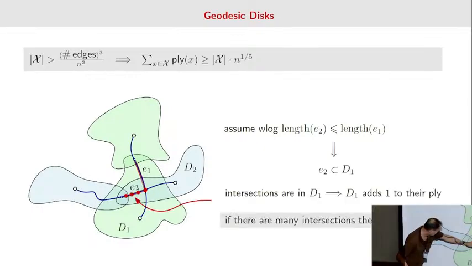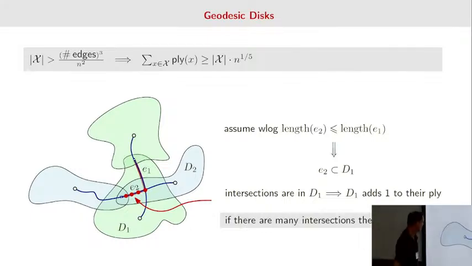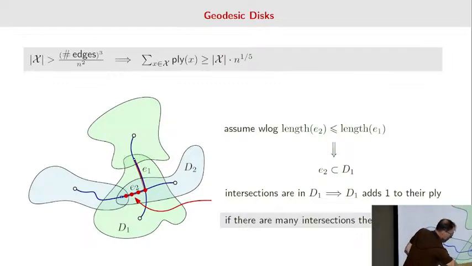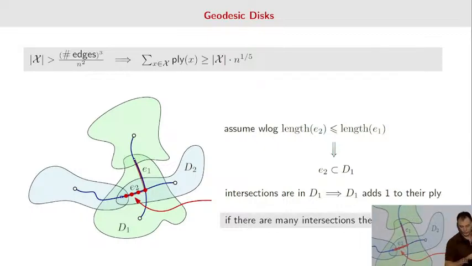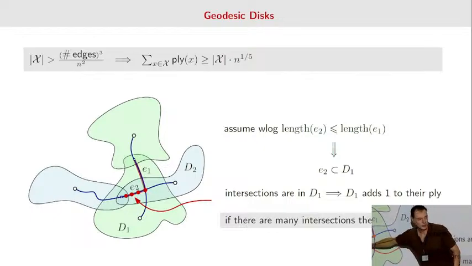then all these points must be contained in this object, right? Because this plus this is longer than this plus this. This stayed inside my object, and this was a geodesic disk, so this distance is smaller than this one. So all these points here must be in this green object. So if I have a crossing, then it contributes ply to all these crossings here.